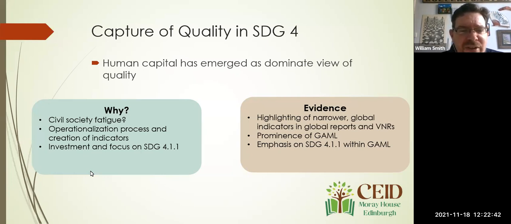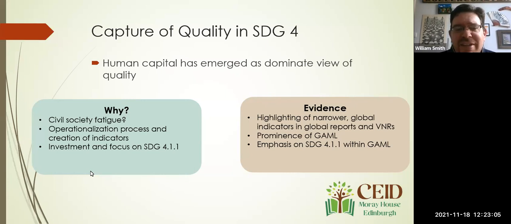And the third reason is really the investment and focus that SDG 4.1.1 is getting. This is the global indicator for SDG 4.1 that talks about proficiency in math and literacy 3 times across an individual's schooling. So that's why we think it's happening.